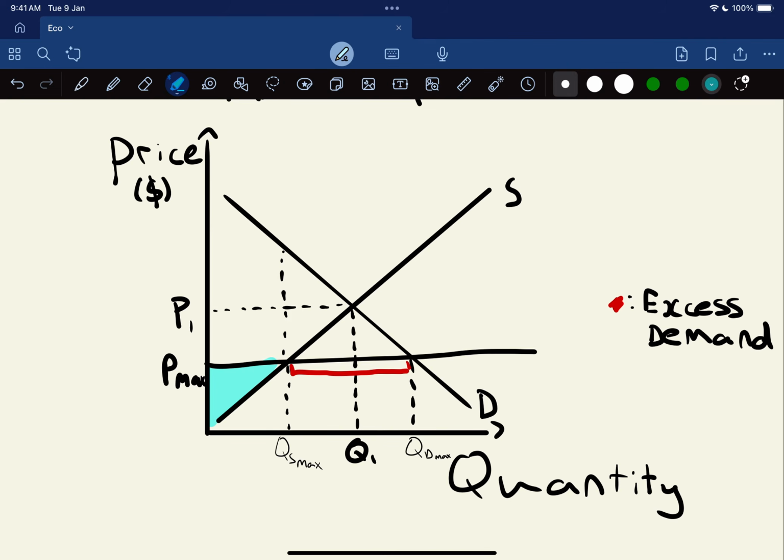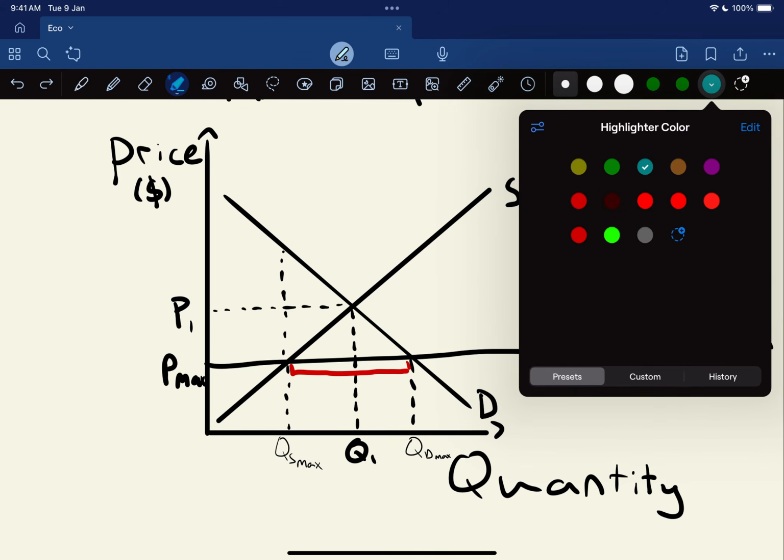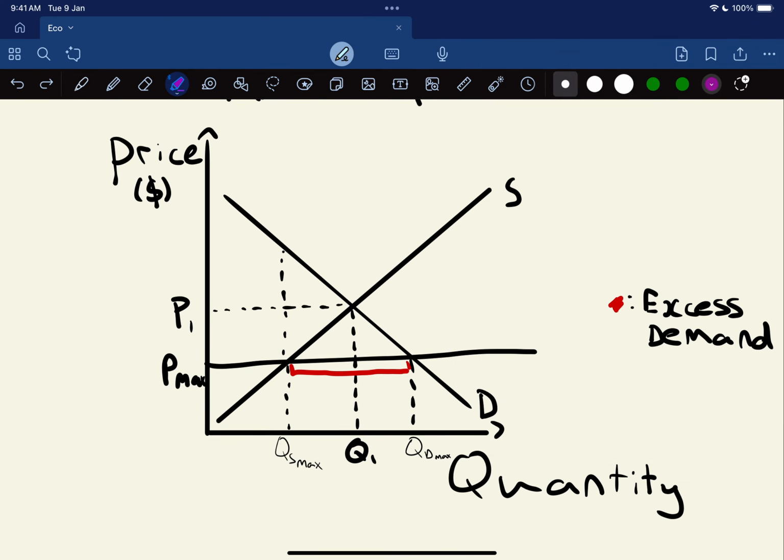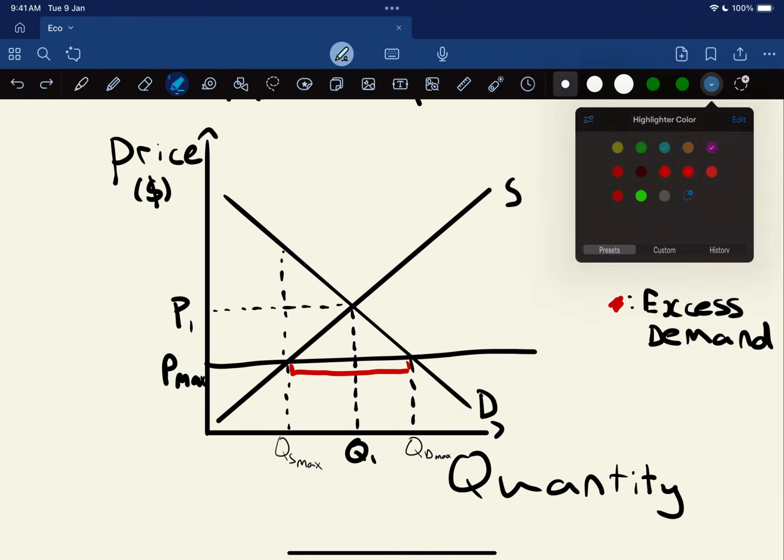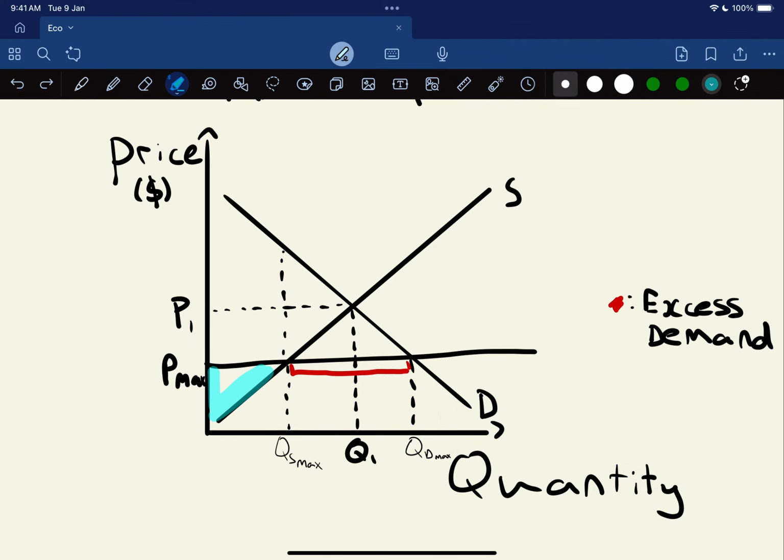That obviously means our producers are going to be worse off. Their producer surplus has decreased. They're now selling at a lower price, which means they're worse off. Coming over to our consumers, I'll go over here, new color. Actually, I'll just go back and fill this in here. Consumer producer surplus, sorry.